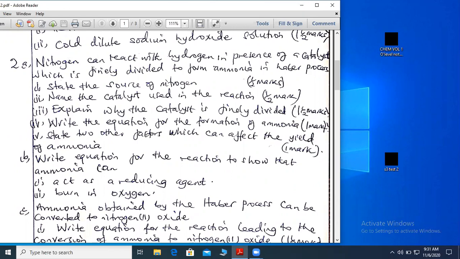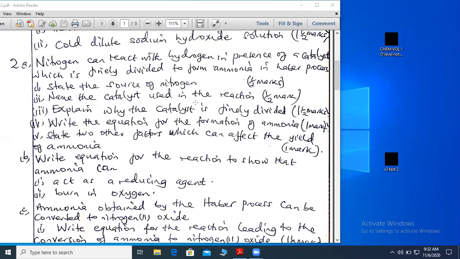Nitrogen can react with hydrogen in the presence of a catalyst, which is finely divided, to form ammonia in the Haber process. State the source of nitrogen. The source of nitrogen is atmospheric air. The most important part there is air. Many of you are saying fractional distillation of liquid air. That is all correct. Everything is correct, as long as the word air is there. So nitrogen comes from air.